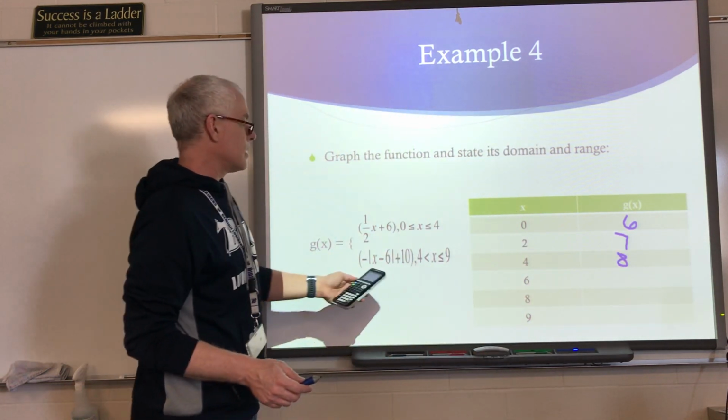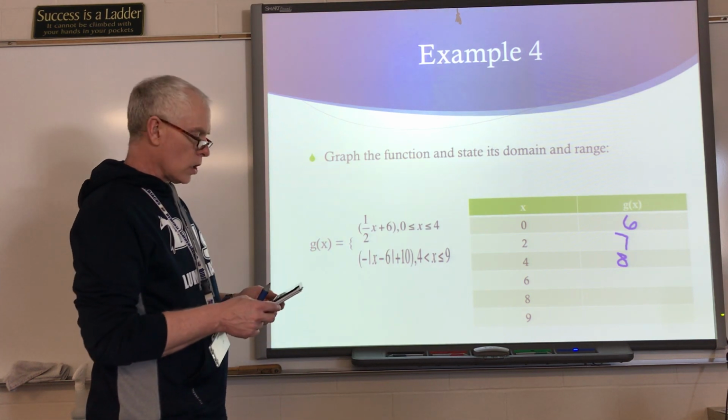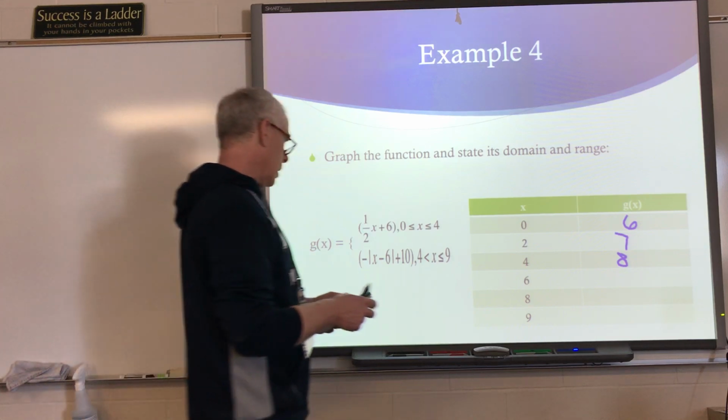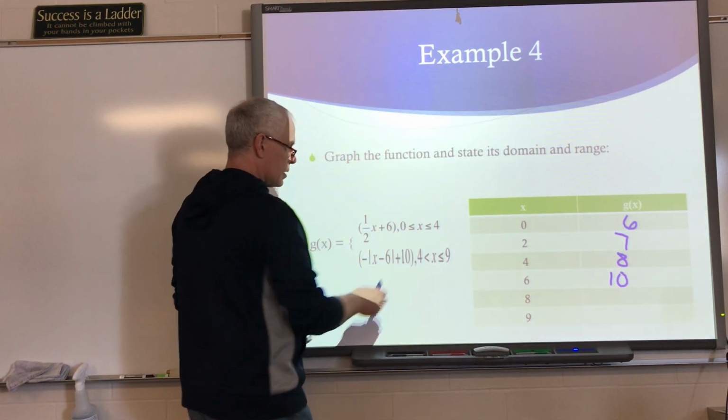When you put in a 6, an 8, and a 9, we're dealing with the second equation, so that should be in a different column. Okay, and so when I put in a 6, I'm getting a 10. Okay, 6 minus 6 is 0, plus 10 is 10.